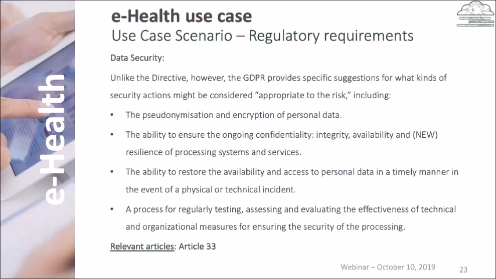Then, in the regulation, we have also some, let's say, specific suggestions regarding data security to be adopted in order to treat data. As we have seen, we have pseudonymization, we have encryption of personal data. Then, for example, we have to assure the ability to restore the availability and access to personal data in a timely manner in the event of a physical or technical incident, and other kinds of requirements.